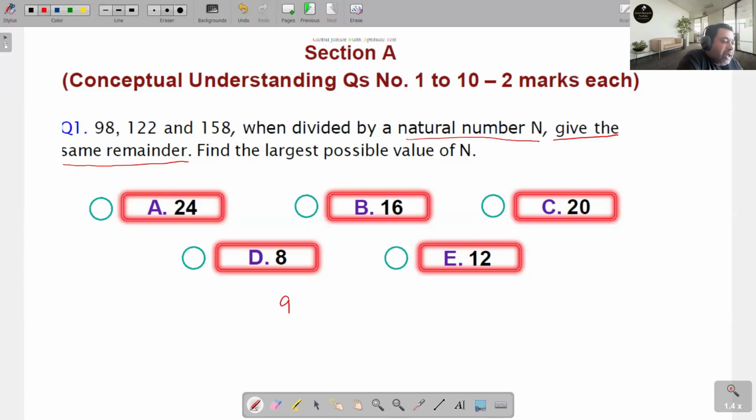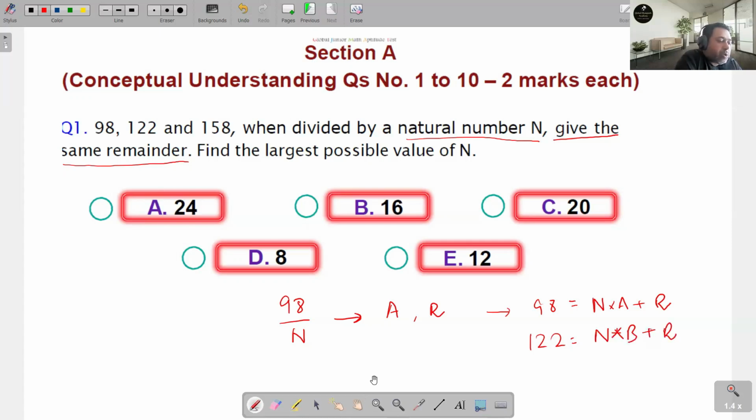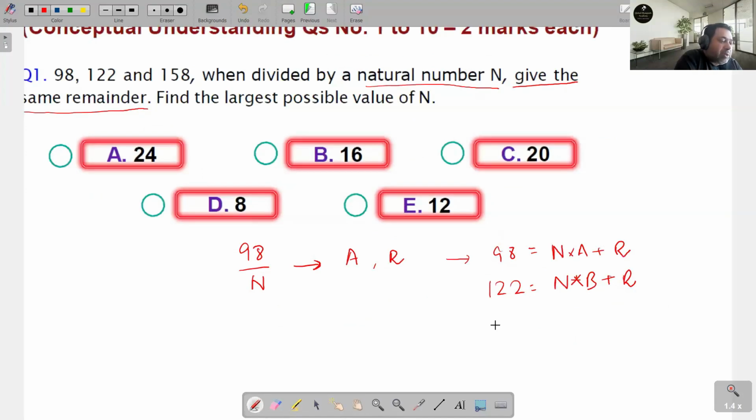All right. So let's say 98 is divided by n, and this gives me some quotient a and some remainder r. This means that 98 is equal to n times a plus r. Similarly, for 122, you will get some other quotient, let's say b, so it will be n times b plus r. And for the last number, which is 158, you will get n times c plus r. Now, these are 3 equations over here.